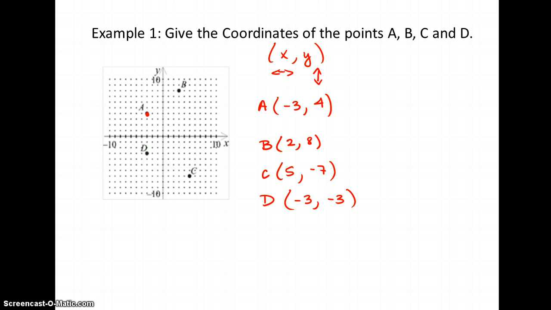If you've done it correctly, you would have gotten 2, 8 for B, for C, 5, -7, and for D, -3, -3. If your coordinates do not match my coordinates, turn to a partner and ask them for help. Otherwise, let's move on.